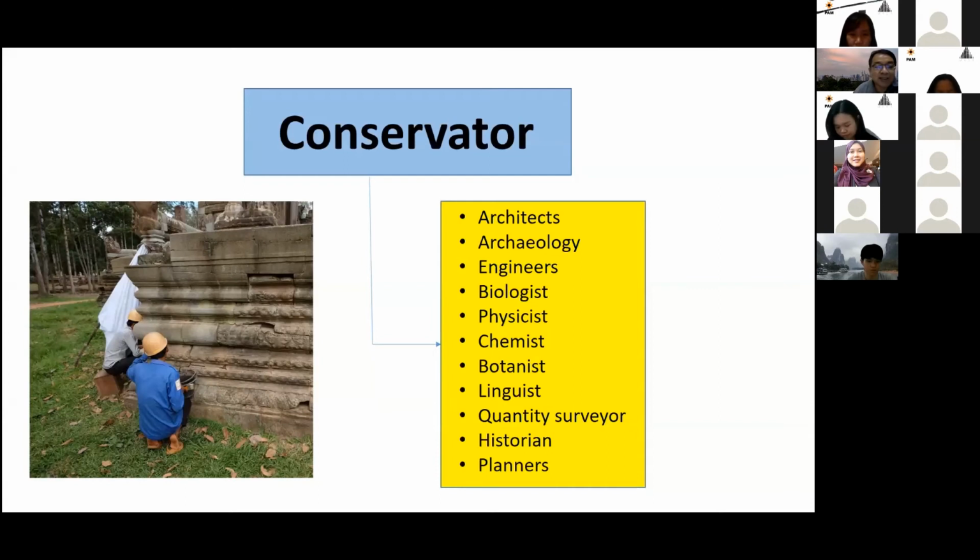So that we can study it, like in the picture on the left. The engineers make sure the structure is still good and can be maintained, that it doesn't drop or fall. Biologists and physicists, later I will show you why they are so important. Botanists also, why is that important? Linguists, why linguists? Because sometimes while studying, you encounter old carvings in a certain language, so you need to call a language expert in to decipher what is written.